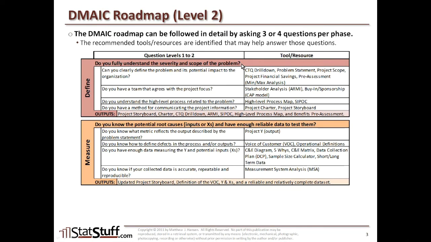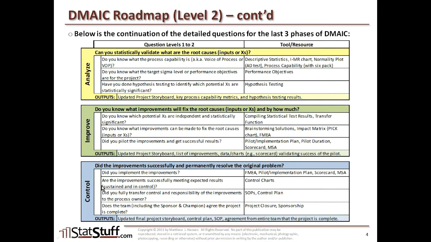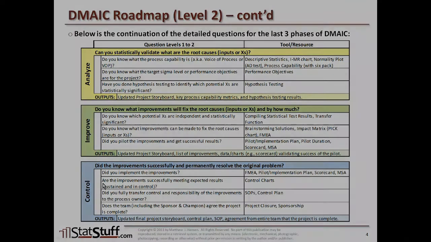And what we said is that the goal is to try to answer each of these top level questions for each phase, and then as you do answer yes to those questions, then you move on to the next phase, and then to the sub questions within those phases, and so on, all the way through the control phase. That's the introduction again to what we did last time when we talked about the level 1 and level 2 questions for the DMAIC roadmap.